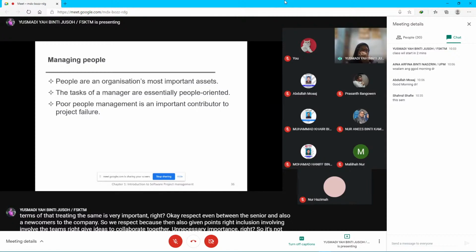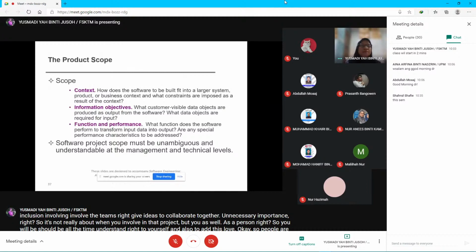Okay. So people are the organization's most important asset. Task managers are essentially people. But well, people management can also contribute to project failure.